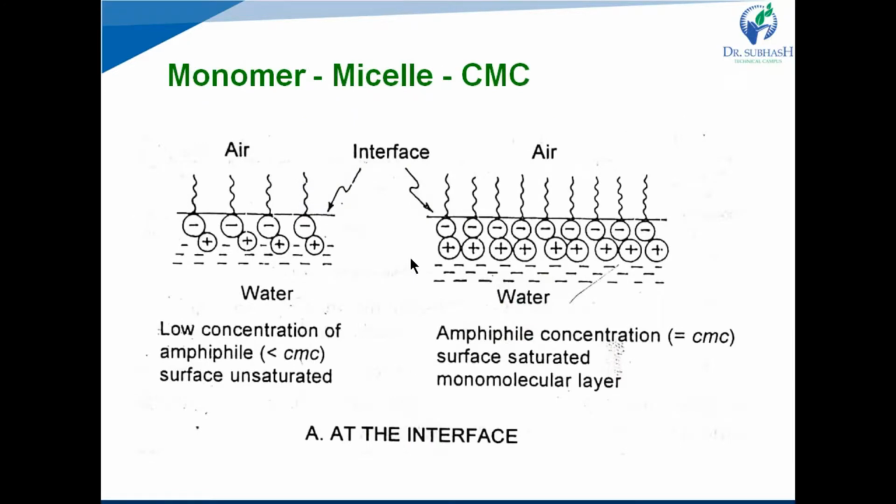If in water we add a low concentration of the surfactant, which will act as a monomer, we can see this in a figure. This amphiphile will act as a monomer and will arrange at the interface, and here the surface is unsaturated. If we add more surfactant, then the surface will be saturated and they will form a monomolecular layer. This will be the amphiphile concentration equal to the CMC, that is known as the critical micelle concentration, and in this case the surface will be saturated.